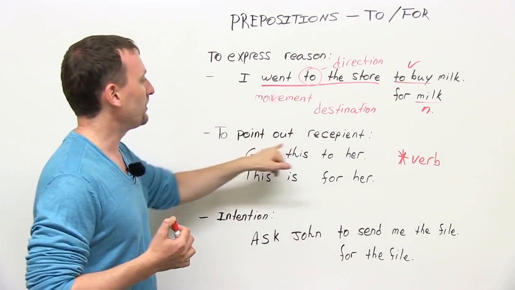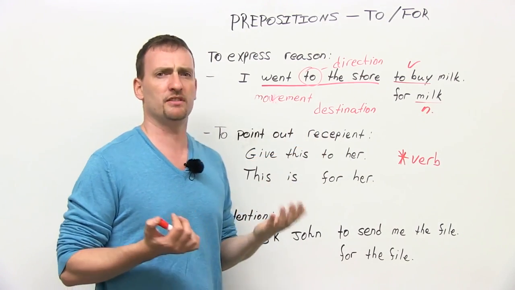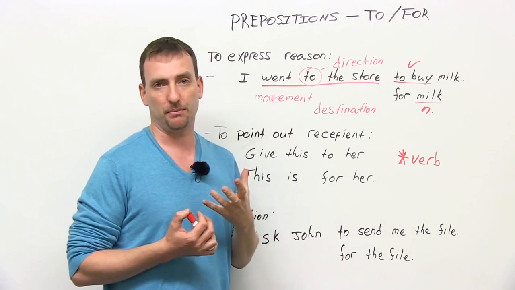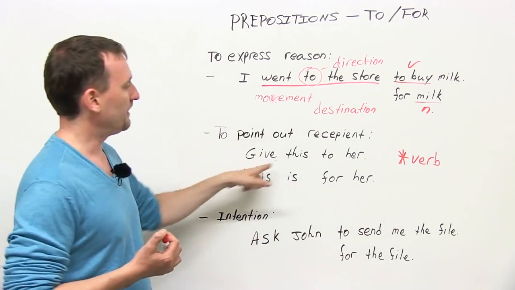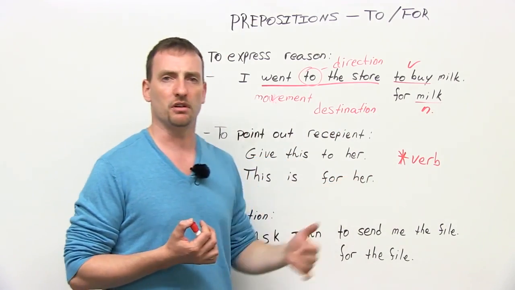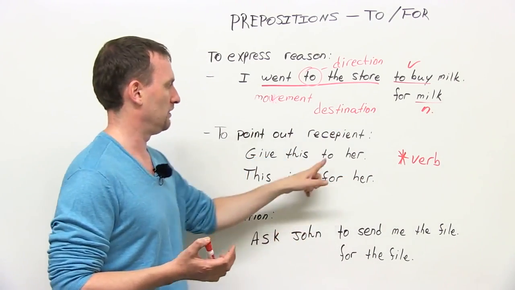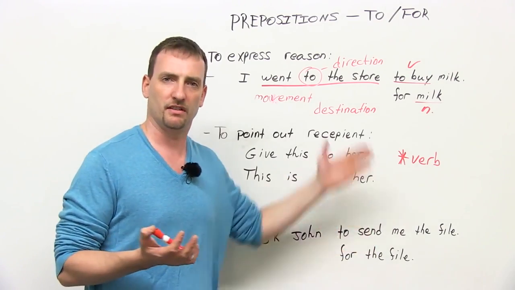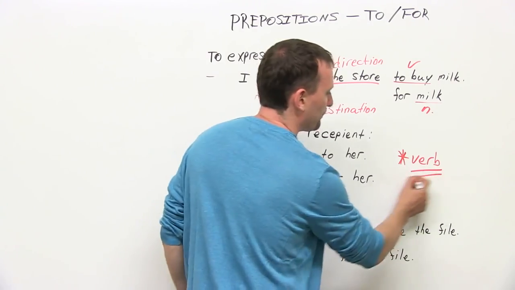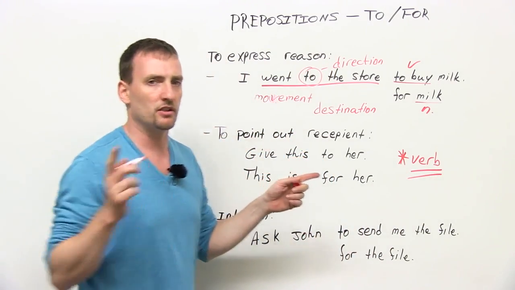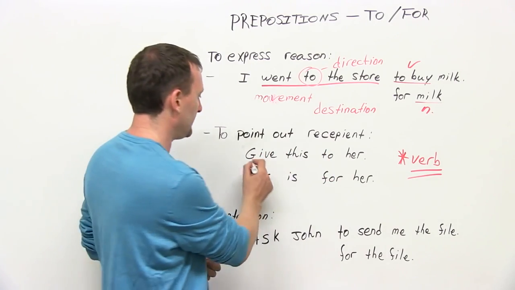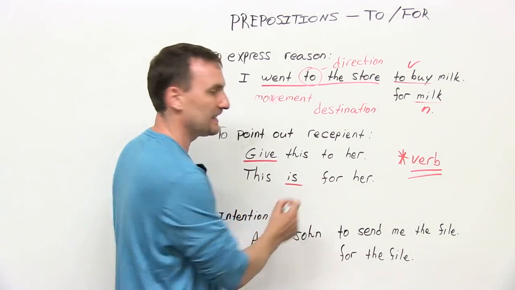Next, if you want to point out a recipient, what is a recipient? A person who receives something, okay? Give this to her. This is for her. Now you're thinking, well, her. What's the difference? They look exactly the same. So here is why I wrote verb. In this situation, you're not worried about the preposition. You're worried about the verb. In this case, give. In this case, is.